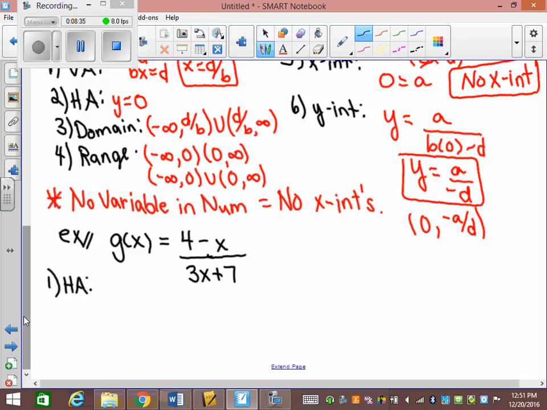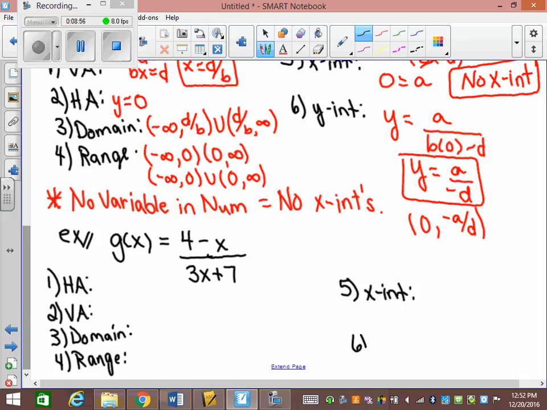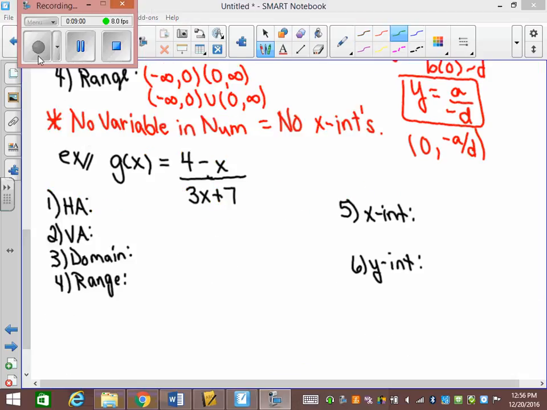Horizontal asymptote. Vertical asymptote. Domain. Range. X-intercept. Y-intercept. I switched these specifically just in case you just thought you could go in order.